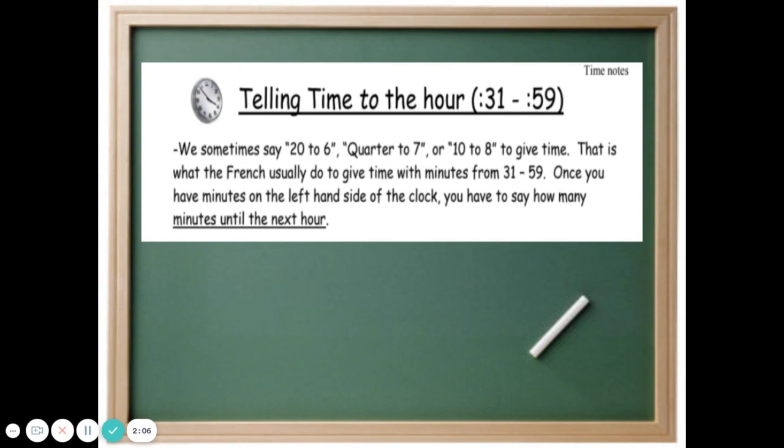So if you look at my explanation, it says sometimes we say 20 to 6, quarter to 7, 10 to 8 to give the time. That is what the French will usually do, giving the time with the minutes 31 to 59. Once you have minutes on the left-hand side of the clock, that's why I said think round clock, you have to say how many minutes it's going to be until the next hour. Because when your minutes are on that side of the clock, you're closer to the next hour than the hour you're at. So you're rounding.